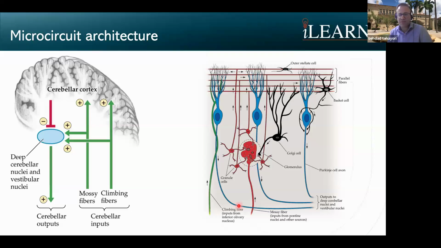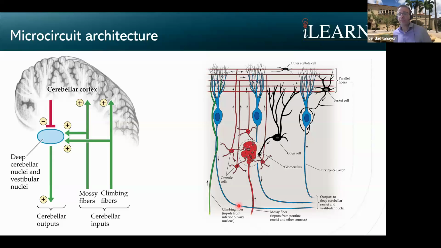So if we have 100% neurons in our nervous system, minimum of 50% of them are these granule cells in the cerebellum. That's how dense the cerebellum is. So it's very accurate to say that 50% of the neurons in the whole nervous system are located in the cerebellum because of these granule cells.